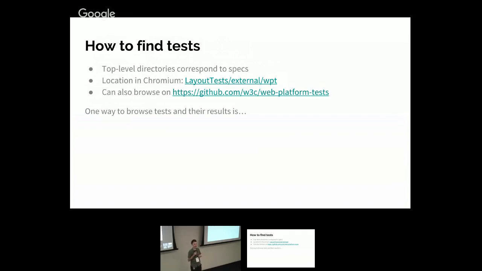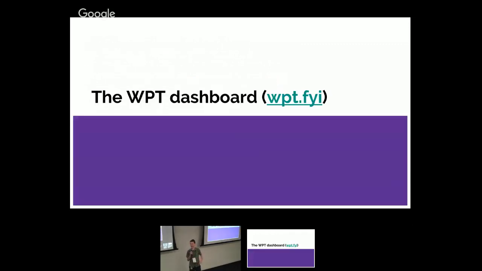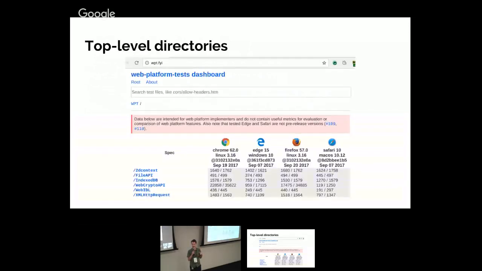And there are a few ways that you can explore them if you want to get an overall view. You can explore them in the Chromium source tree, under layout test external WPT, or in the GitHub repo. And another way to explore the web platform tests is the web platform test dashboard, which is wpt.fyi. So excellent domain name.